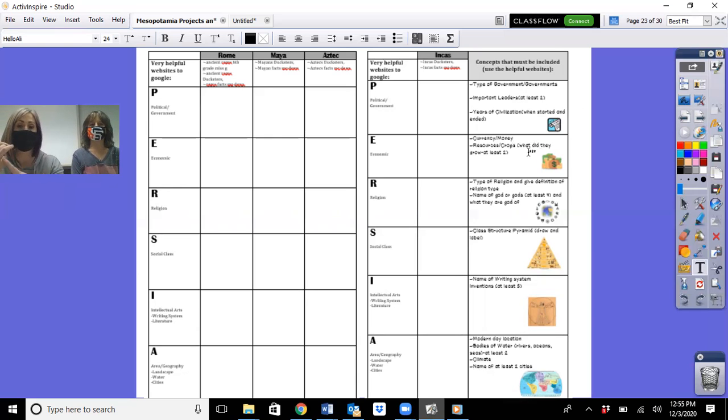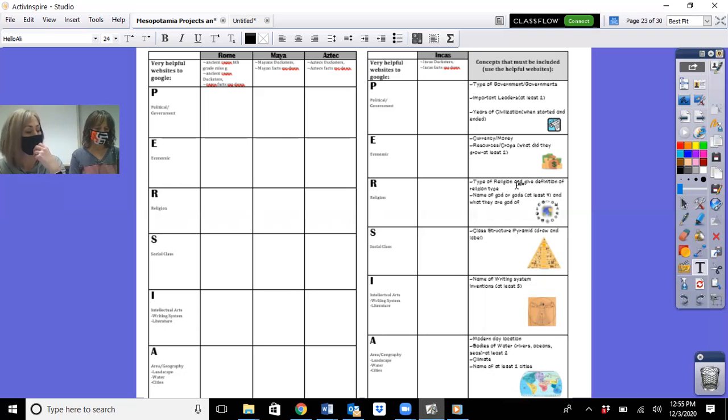Number 1, what type of currency or money system did they use? And then 2 types of crops that they grew. Each civilization grew crops, and again, it's going to be crazy different. Mesopotamia was doing a lot of wheat, whereas in Greece, because it's a different climate, they were doing things like grapes and fig trees. So it's definitely different depending on the area and the climate.